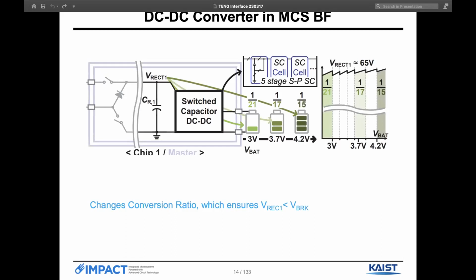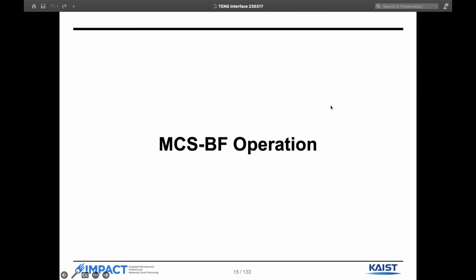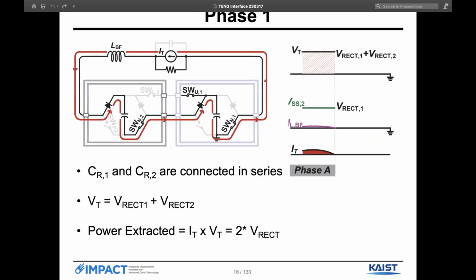So here's the DC-DC converter that we're going to use in this multi-chip stacked bias flip. How does the operation go? There are 4 phases in total. Phase 1 looks like this. We can see that certain switches are turned off and certain switches are turned on. In this case, both capacitors are connected in series, and the voltage is basically Vrect1 plus Vrect2. The power extracted, if we calculate, is equal to 2 times the voltage Vrect. And this is the graph that we can see over here.